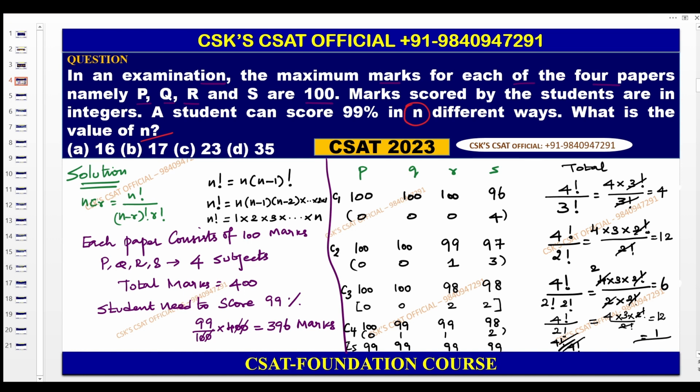So what is the total number of ways here? Add this. So 35. Okay, 35 is the correct answer.